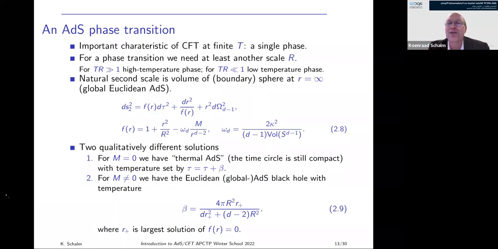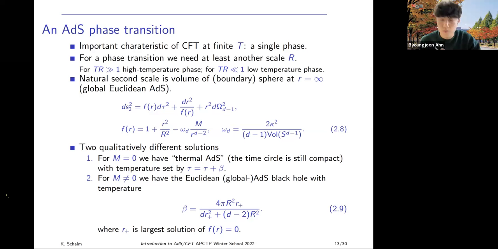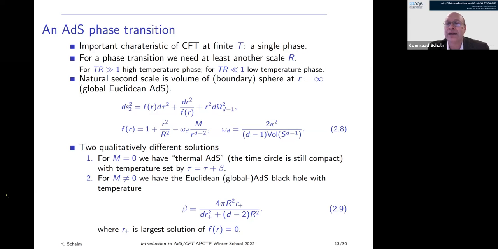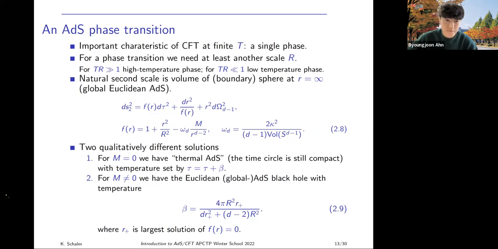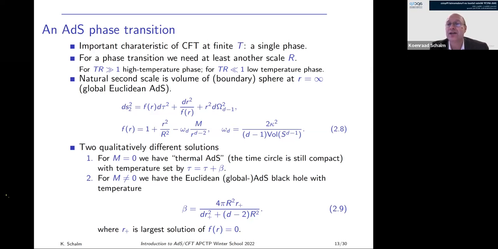I will come back to that at the end, but the simple answer is no. This is precisely the argument why I'm now going to global AdS. I need another scale to have a phase transition. There are many ways. Actually, tomorrow we will introduce a scale in a different way, but we now introduce the scale in this particular way. It's a very good question. You need this other scale, and if you do this in Poincare coordinates, you don't have it.